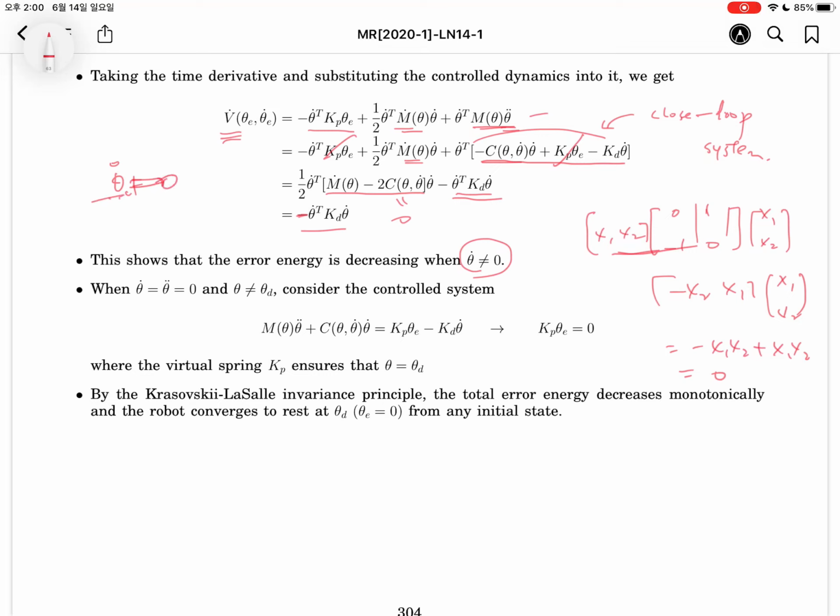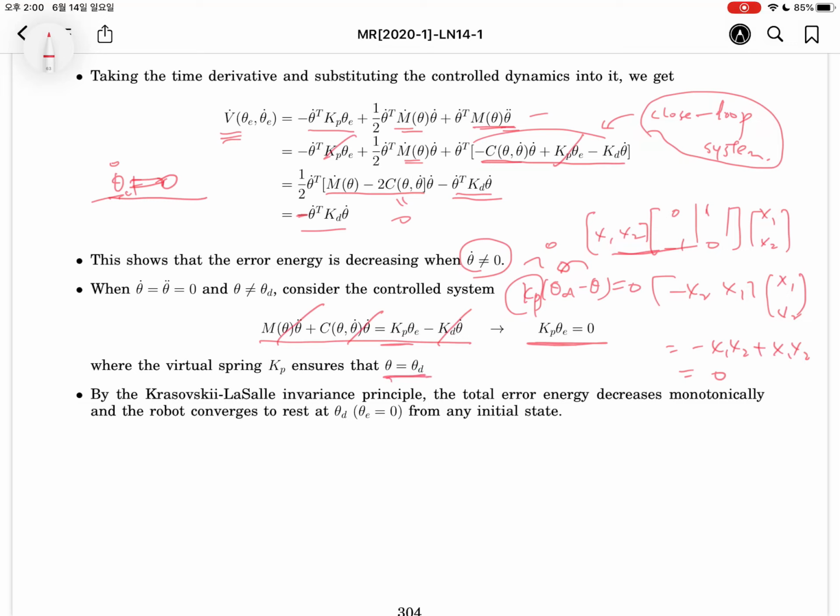We should check this condition in the closed loop system. In the closed loop system like this, we will check theta dot is 0. This is 0 and 0. Theta dot 0 implies theta double dot is 0. So we have this equation. Let's consider that Kp is positive. Theta minus theta desired must be 0, so it must be positive. So theta goes to theta desired. It means theta will go to the target. Is it right? It is assured.